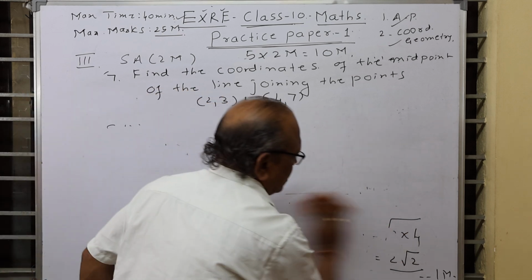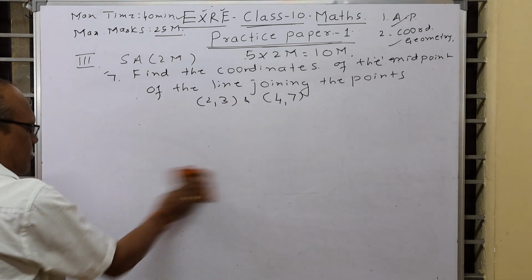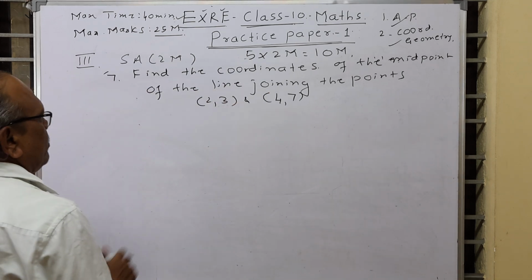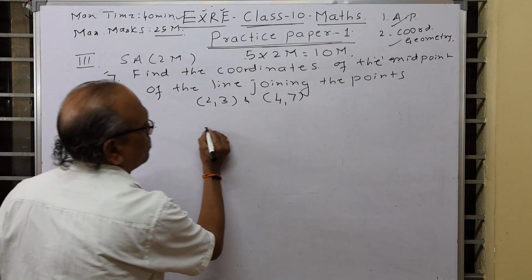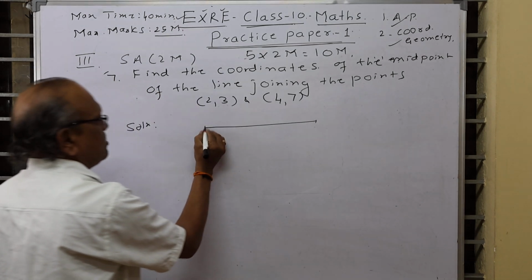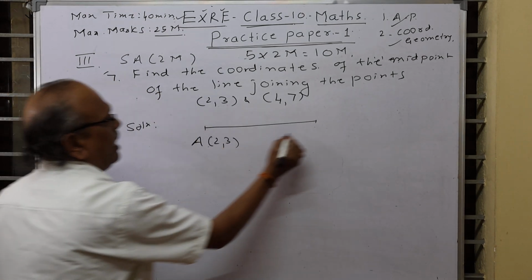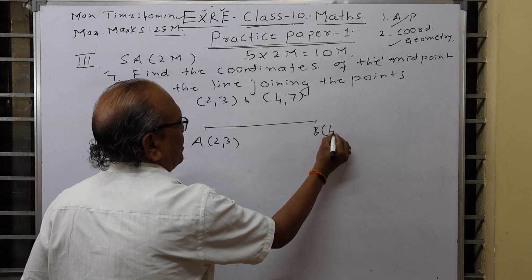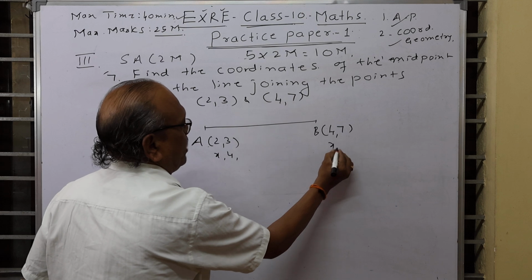Very, very simple questions will be asked. You unnecessarily worry about the paper. Very simple questions will be asked in the annual examination also. Just apply, and have some confidence that you can solve it. Think always: suppose A is the point (2, 3) and B is the point (4, 7). You consider the first as x1, y1, and this one as x2, y2.